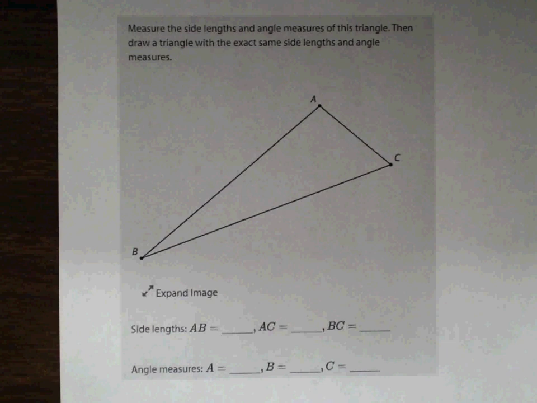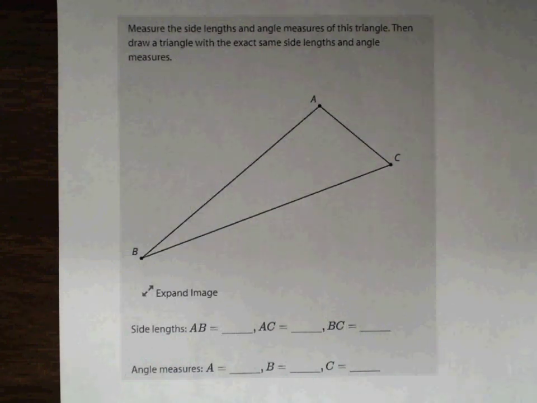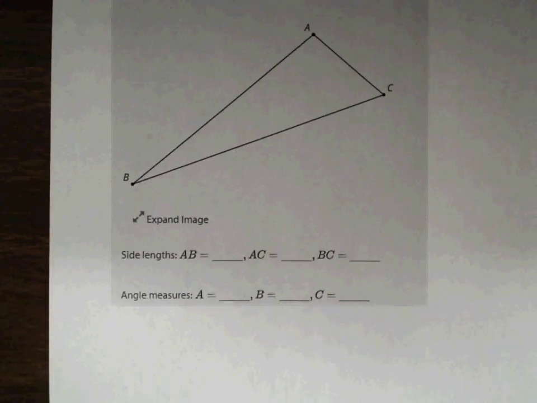So, biggest issues that we have, let me know if I'm not on the screen whenever I'm writing. But the biggest issues that we have is using the protractor. When you're constructing, that's what your biggest issues are. Okay? And so, first of all, I'm going to do the side lengths.